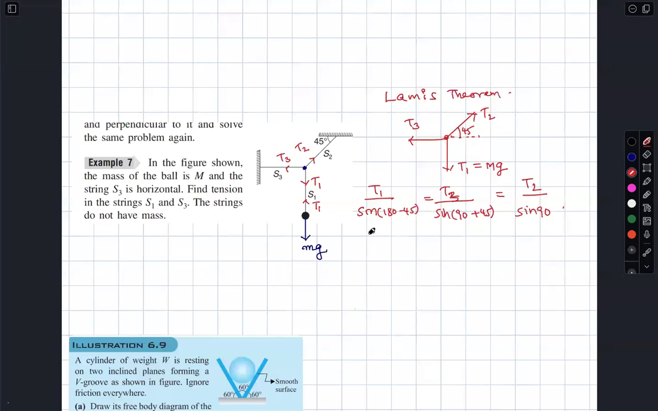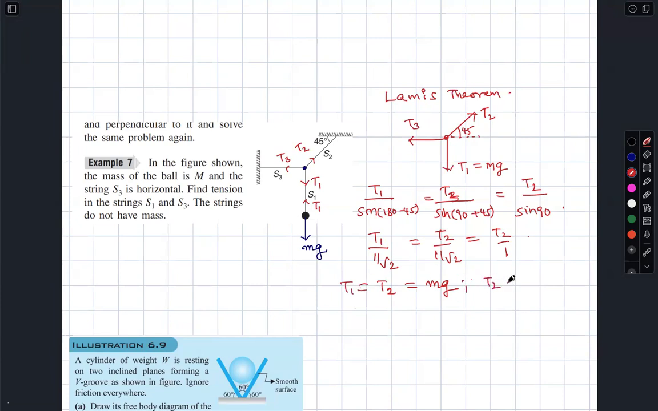Done. Now this is T1 by 1 by root 2, because sin(180 minus theta) is sin theta, sin 45, which is 1 by root 2. T2 by cos 45, which is also 1 by root 2. T2 by 1. We know T1. T1 is mg. So therefore, T2 is also mg. Why? Because these two terms cancel. T2 becomes T1. Right. So T1 is equal to T2 is equal to mg.